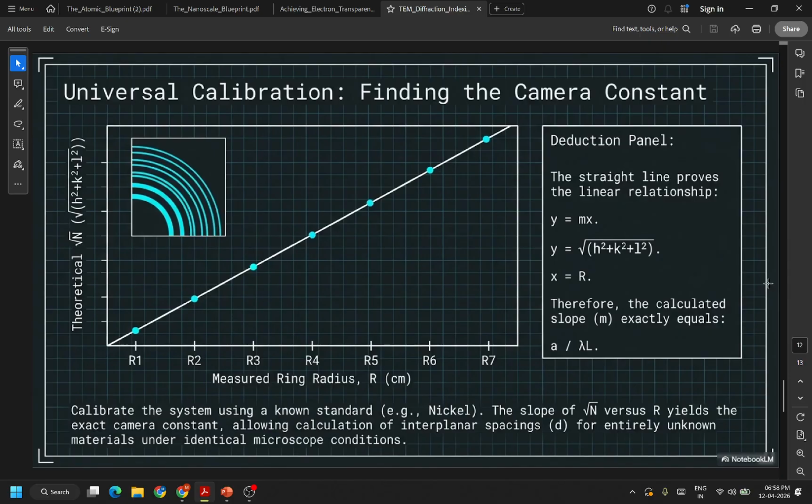Then this can also be used for finding the camera constant by calibrating against a known standard such as nickel. So the slope of root n versus r yields an exact camera constant, allowing calculation of interplanar spacing for entirely unknown materials under identical microscope conditions.